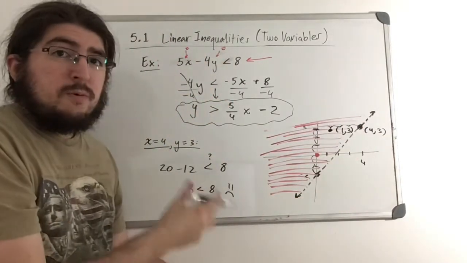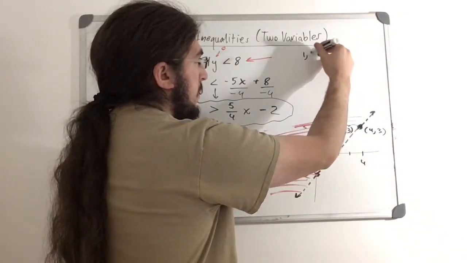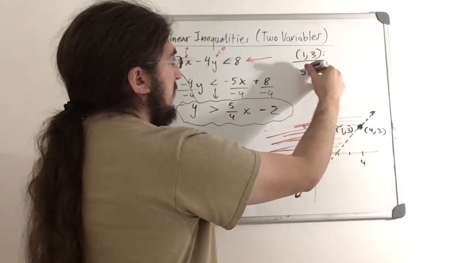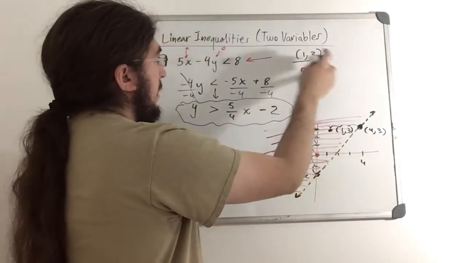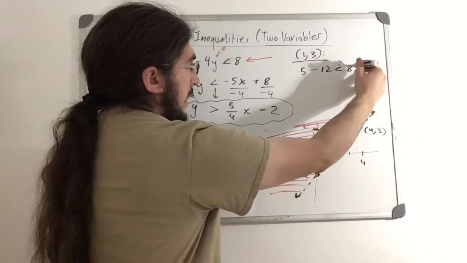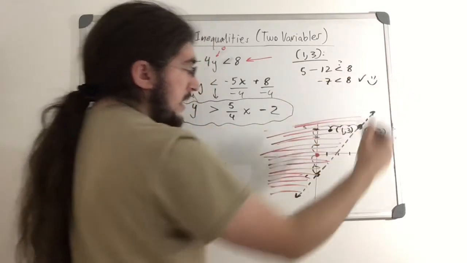(1, 3) is in the shaded region and would be a solution, and here's how I know that. When we plug in (1, 3) into the original inequality, we get 5 times 1, which is 5, minus 3 times 4, which is 12, is supposedly less than 8. 5 minus 12 is negative 7. That's certainly less than 8, so it is indeed a solution.